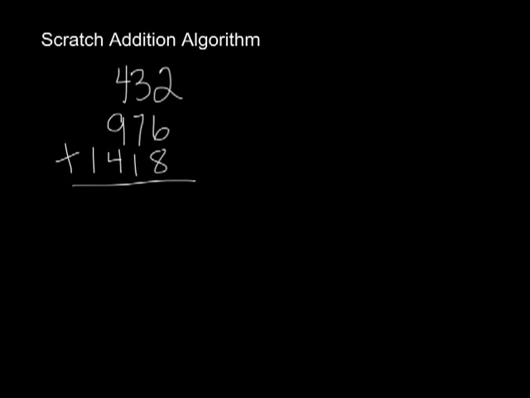So 432 plus 976 plus 1,418. So again, I'm just going to go ahead and add. 6 plus 2 is 8, and 8 plus 8 is 16, which is one group of 10 plus 6 more. So I write down the 6, and right above the next column, the number of scratches I made.